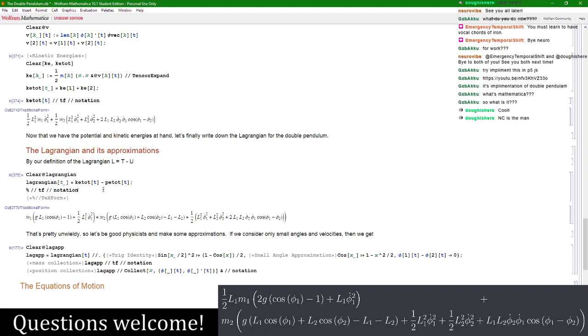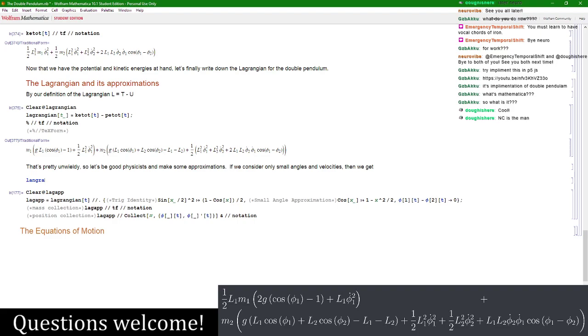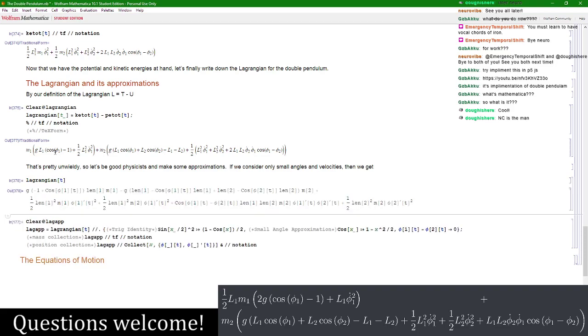Thanks, Joe, I try. So, much like the single pendulum, we implement a small angle approximation. And so let's be good physicists and throw that in there. Oh, actually, that's interesting. I wonder if it's because of that. Let's go down here and look. There we go. Oh, look at that.